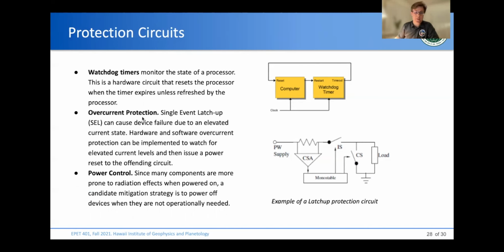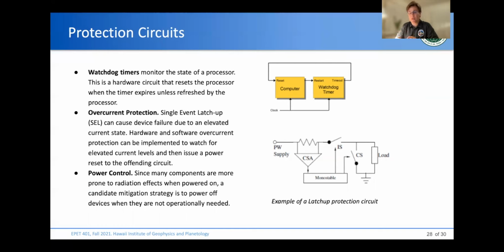Another way to protect the circuit is single event latch up protections. We can implement something in the circuitry that detects if a high current burst happens and immediately shuts down that lane. If we're quick enough to respond, it's possible to safeguard that circuit and then reset the circuit, and hopefully that latch up has disappeared and everything is fine.